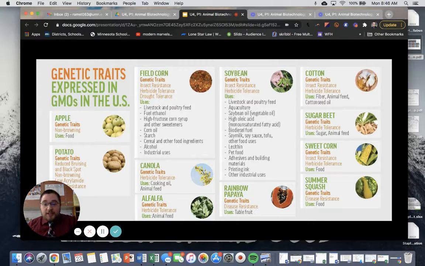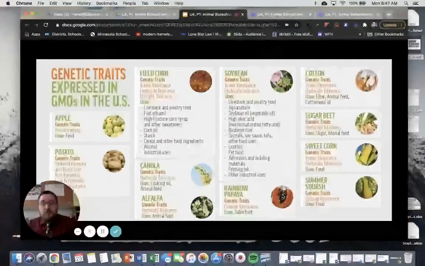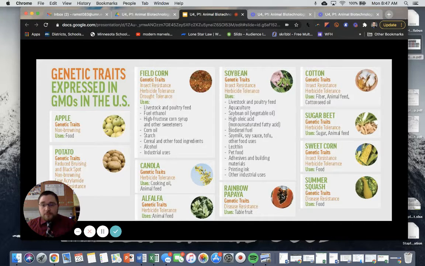We genetically engineer and genetically modify apples, potatoes, field corn, canola, alfalfa, rainbow papaya, soybean, cotton, sugar beet, sweet corn, and summer squash. We can go in a laboratory environment and isolate specific genes and make them more pronounced and not include the less desirable traits, because there's a lot of social stigma around genetic engineering as it relates to living animals, such as humans or dogs or cats or cattle.